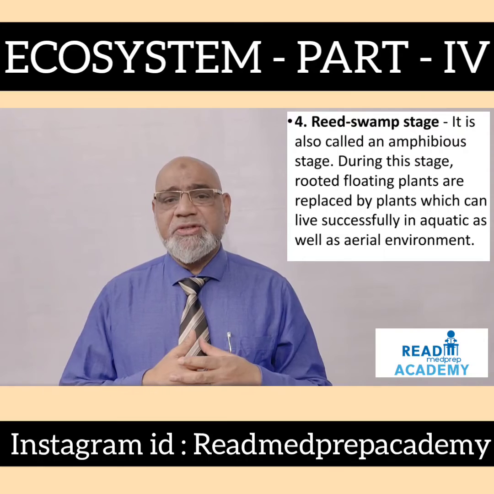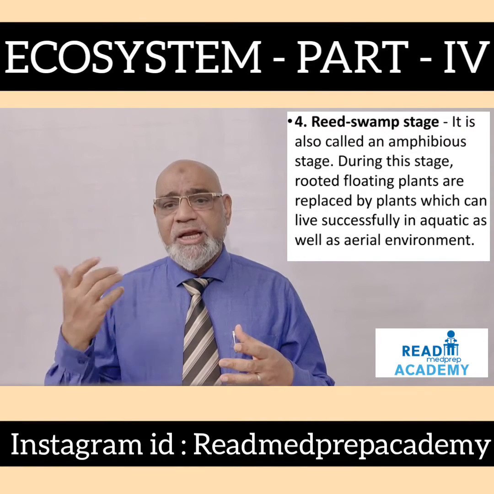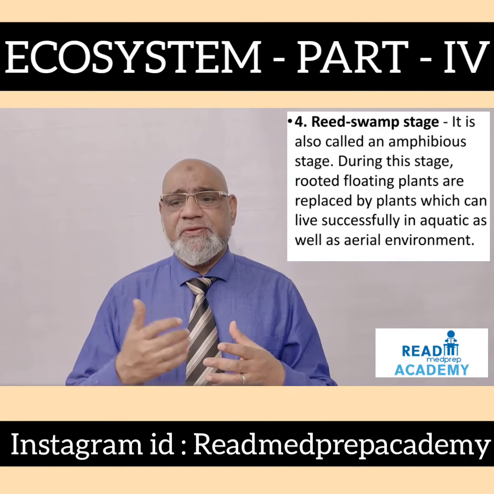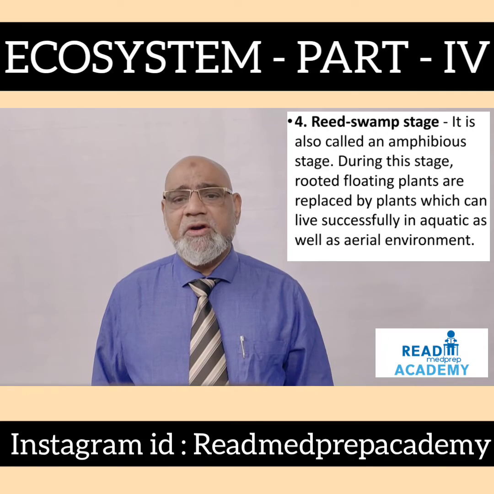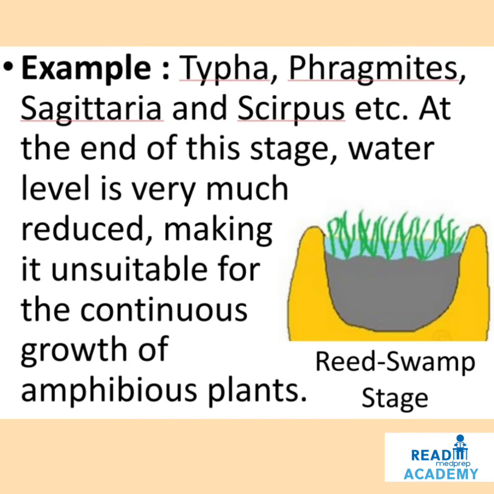During this stage, the rooted floating plants are replaced by plants which can live successfully in aquatic as well as aerial environments. Examples: Typha, Phragmites, Sagittaria and Scirpus, etc. At the end of this stage, the water level is very much reduced, making it unsuitable for the continuous growth of amphibious plants. In the image, you can see the reed swamp stage.